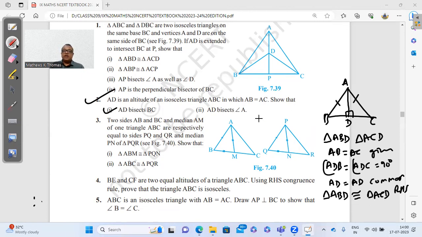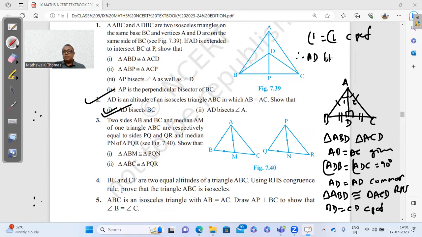Now we have to prove that AD bisects BC. So BD equals CD, by CPCT, because once the triangles are congruent, the sides BD and CD will be equal. So AD bisects BC. Then we have to prove that AD bisects angle A. That means this angle is getting divided into 2 equal parts. Let us number them 1 and 2. Angles 1 and 2 are equal by CPCT, and if they are equal, then line AD is bisecting angle A.